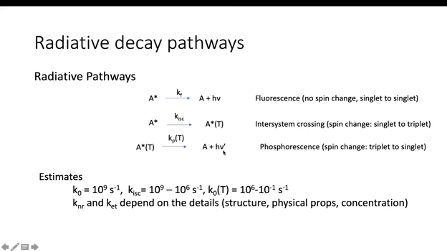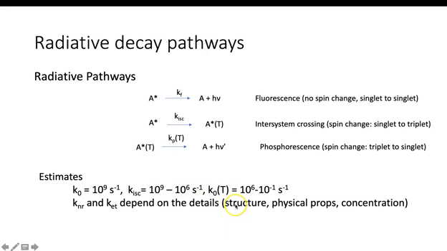So we look at these in terms of kinetics. This is kF. The fluorescence rate constant is typically on the order of 10 to the 9. So for fluorescence, the time that it takes for photons to go from excited to ground state is nanoseconds typically. Intersystem crossing can be anywhere from 10 to the 9 to 10 to the 6. This will depend on the molecule, of course.